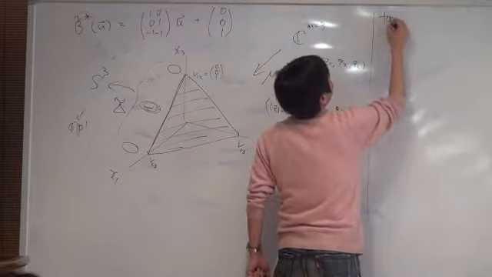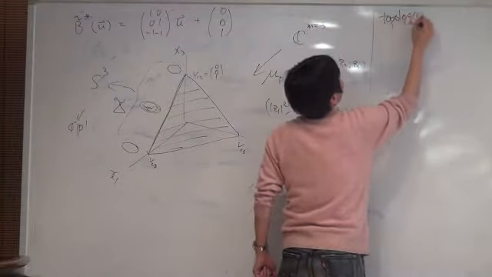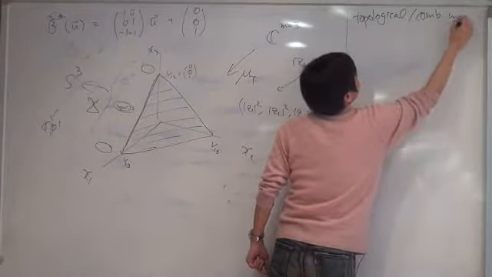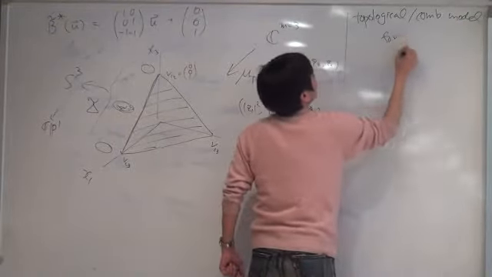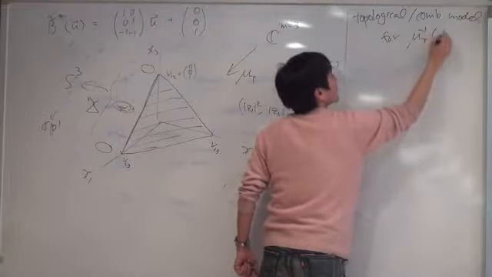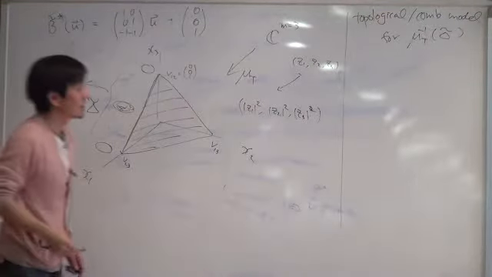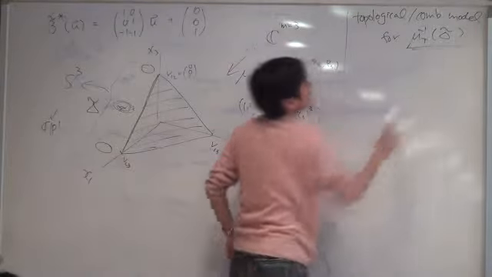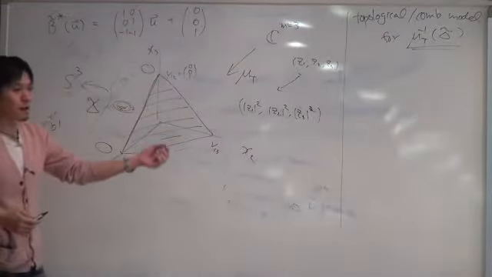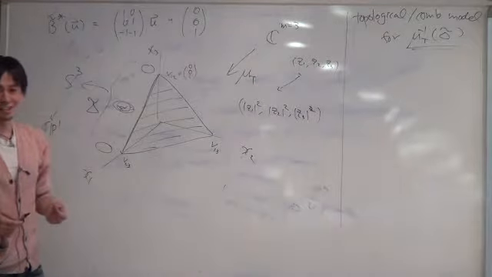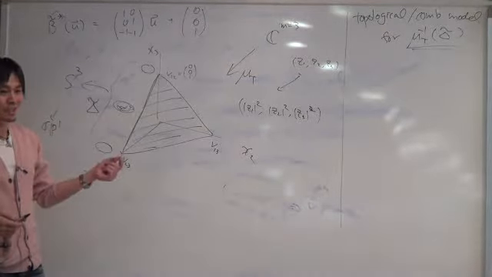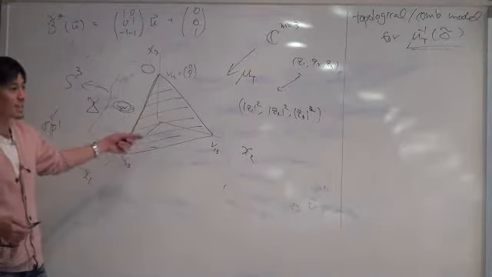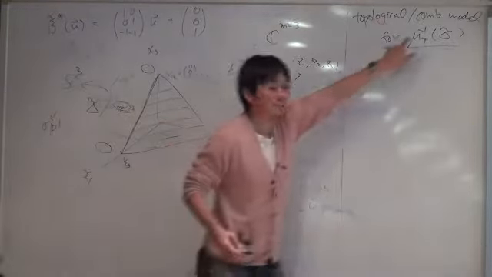So this is about a topological or combinatorial model for mu inverse t of delta theta. We needed this preimage of delta tilde by this moment map mu t to get the symplectic structure. But if you don't care about the symplectic structure or even the smooth structure, as just a topological space, there is a better description of this space.